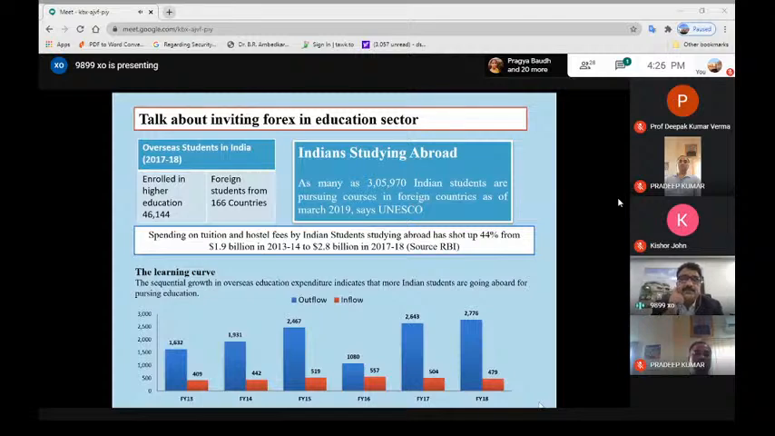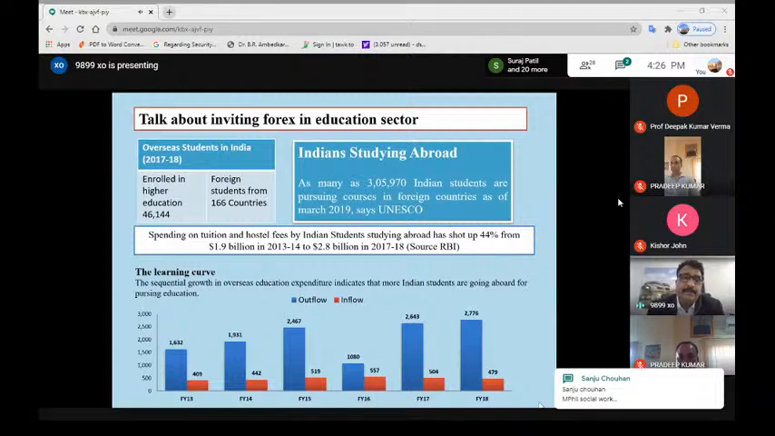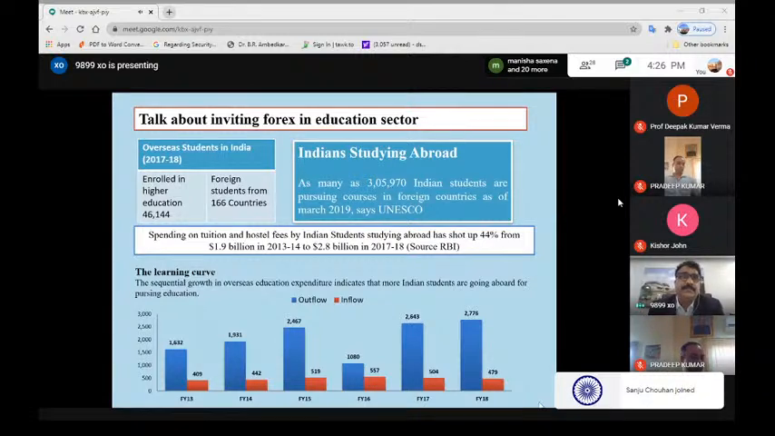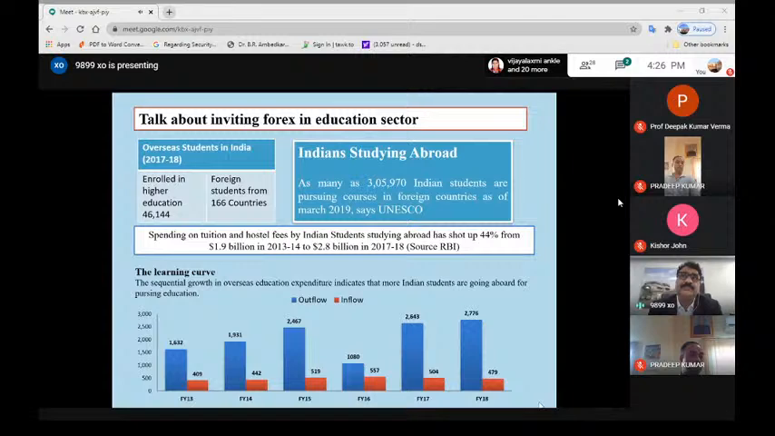And when these students go abroad, they are not just going for the degree. They are also spending on tuition and hostel fees, and the number of Indian students studying abroad shot up 44%. In 2013-14, our students spent $1 billion abroad, and in 2017-18, Indian students spent $2.8 billion abroad. It means that this is more than whatever amount the US earns from selling defense equipment to India. A single important sector, international or Indian students, is giving too much revenue to the US alone in the name of internationalization of higher education.